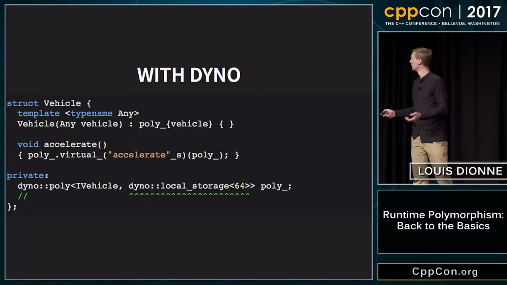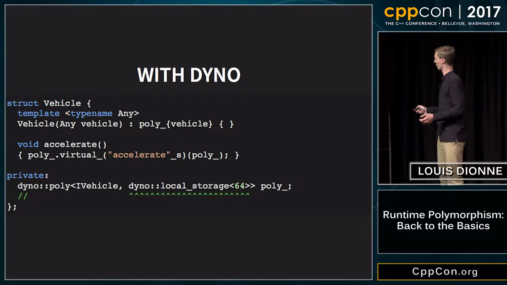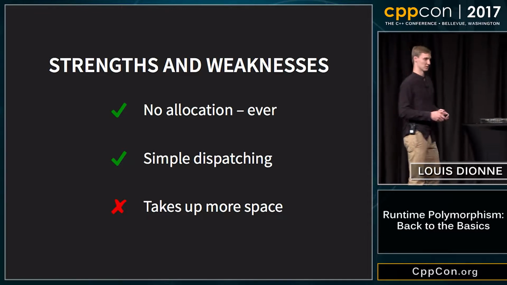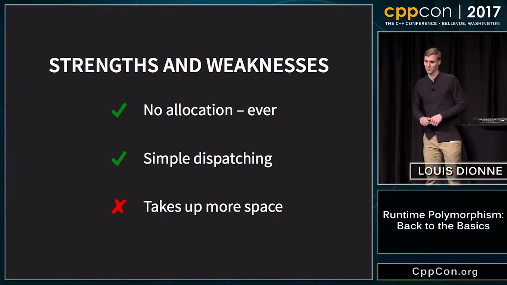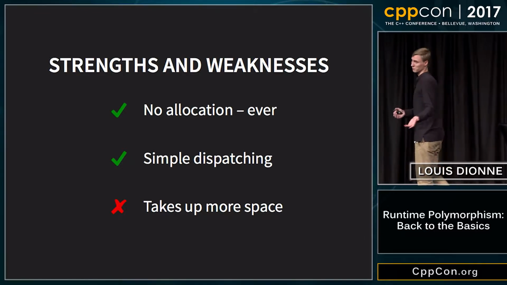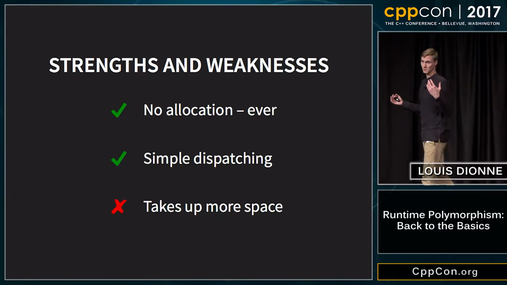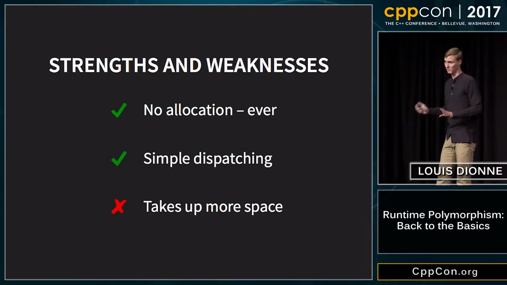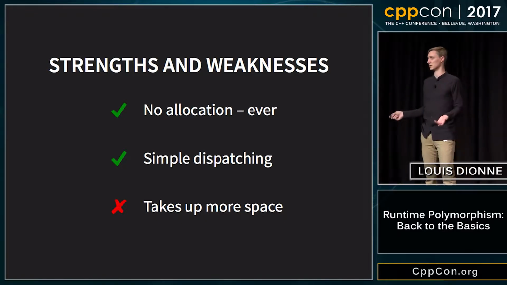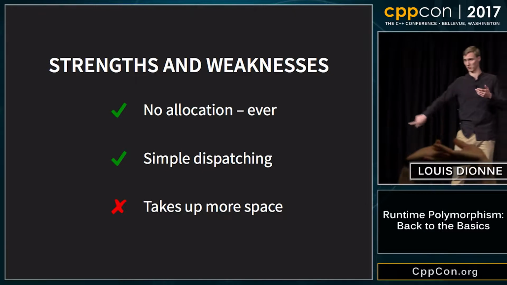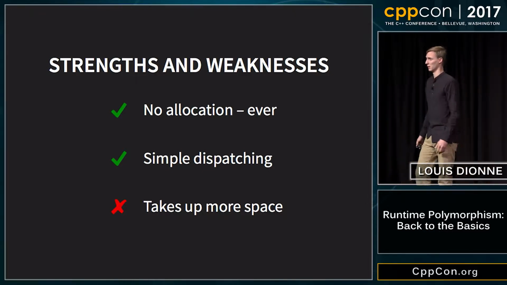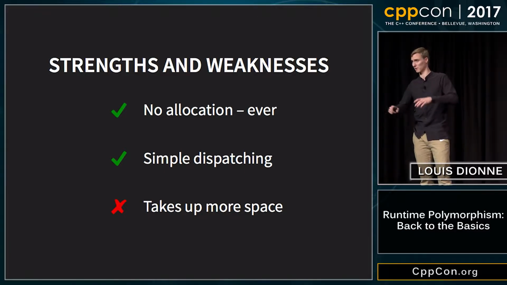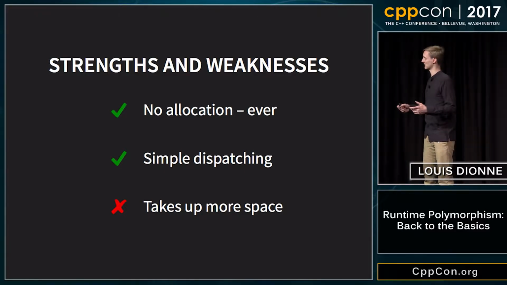And with the library, you just have to say local storage and then pick your size. So the strengths and weaknesses of this approach: the main strength really is that there's no allocation ever, and you're guaranteed to never get an allocation. The dispatching is as simple as it gets because you always just reach into your buffer, which is right there. Actually, if you have the object, the buffer may already be on the same cache line or something. So this is as simple as it gets.